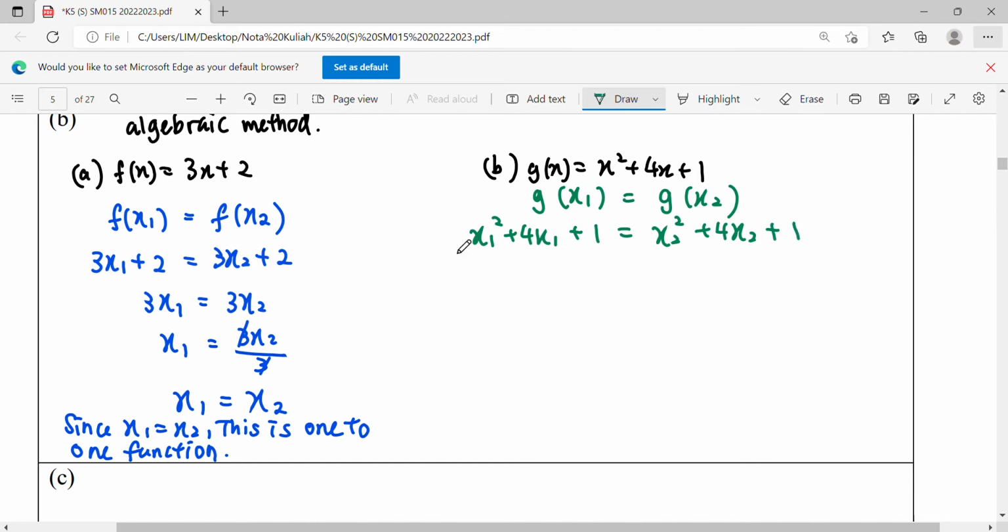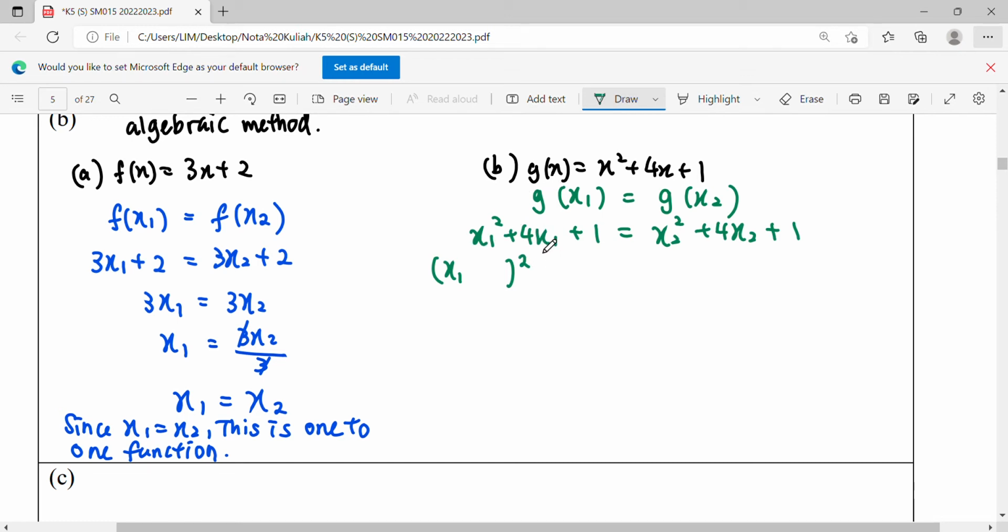How do you want to find x1? You need to complete the square. You can't do factorization. If you factorize x1, you still have x1 there. So how to do completing the square? Make sure your coefficient here is 1. Put in bracket x1 squared. That will be our first step.